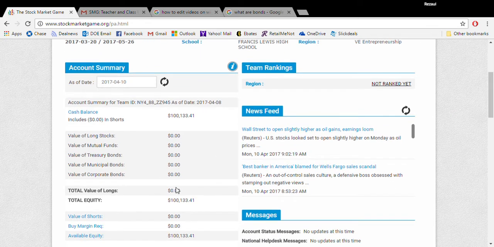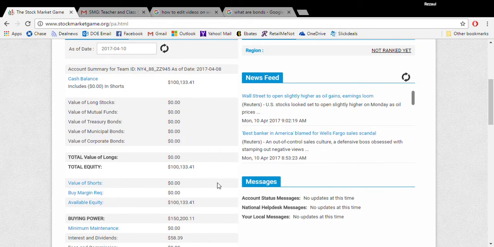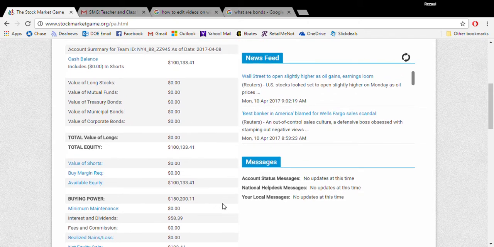and click login. Once you click login, you will see your account summary, which is on the left hand side right here. Everything's at zero currently because we haven't placed any trades. Cash balance is at $100,000 with some change, and that change is basically accumulated interest over the weeks we haven't done anything with our account.